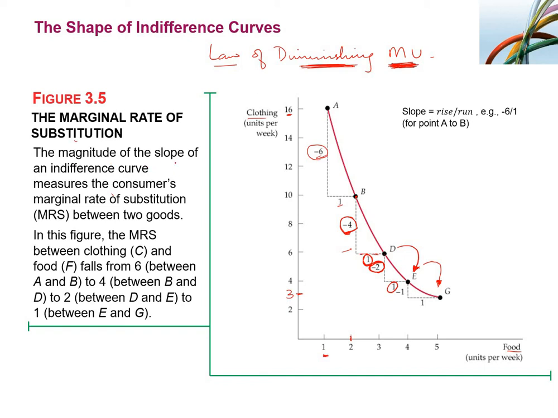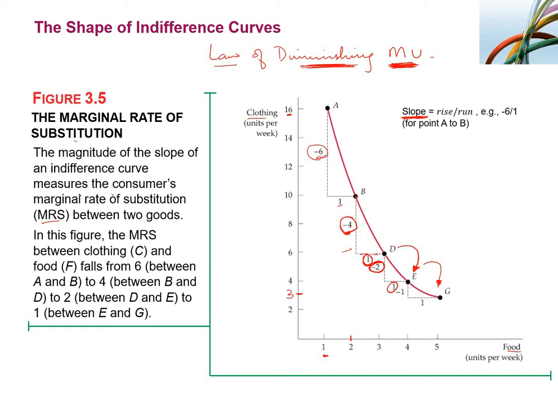First of all, you want to see that after calculating the slope of this particular curve, this is calculated by dividing rise over run. So it is a division of rise over run in order to get the slope. But the slope of an indifference curve has a certain name given to it: MRS, marginal rate of substitution. The magnitude of the slope of an indifference curve measures the consumer's marginal rate of substitution.